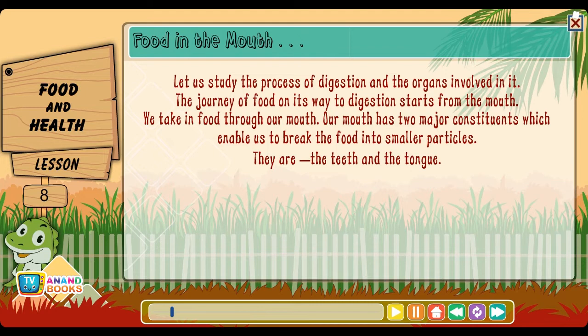The journey of food on its way to digestion starts from the mouth. We take in food through our mouth. Our mouth also has two major constituents, which enable us to break the food into smaller particles. They are the teeth and the tongue.